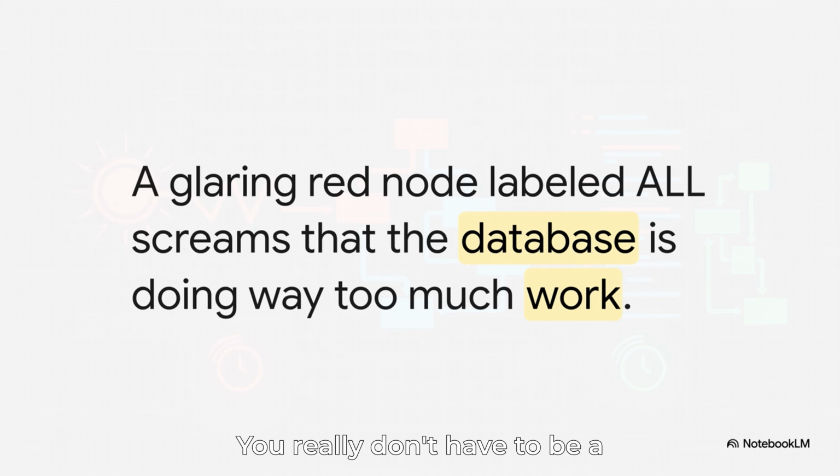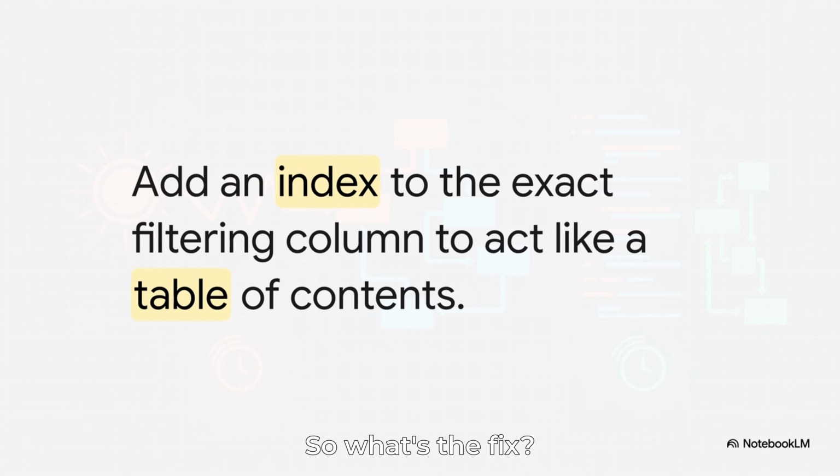You really don't have to be a database architect to spot that giant, glaring red node labeled ALL. It visually screams that the database is doing way too much work. It's exactly like searching a massive warehouse for a specific item, but instead of just checking the registry, you're physically opening every single box. So, what's the fix?